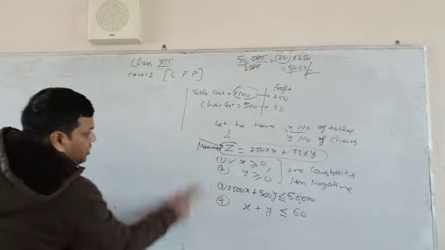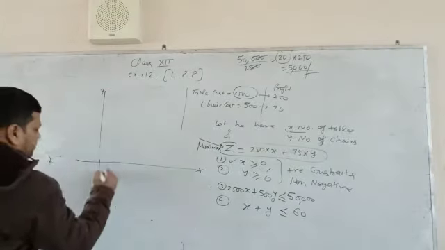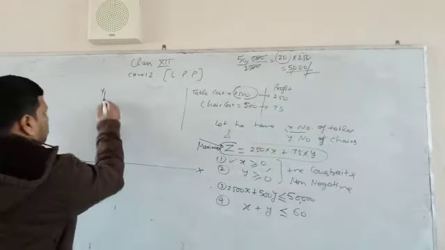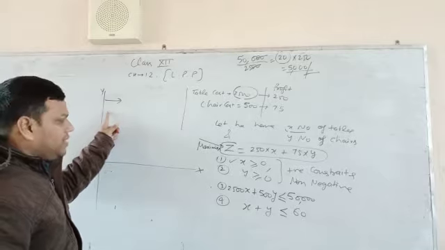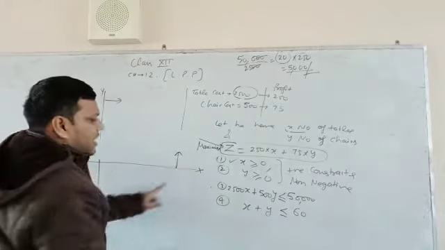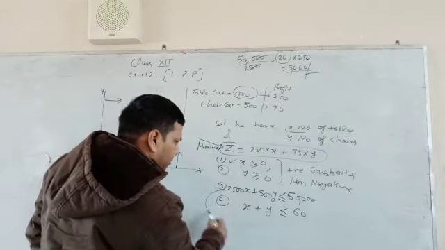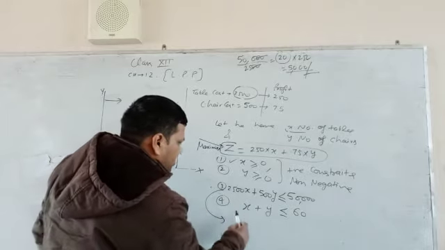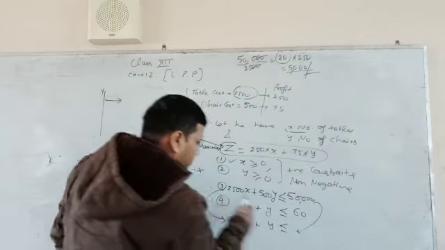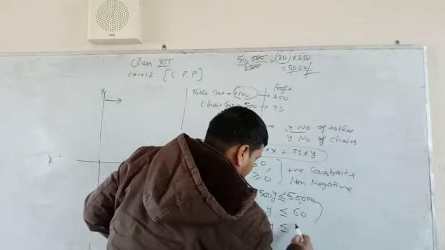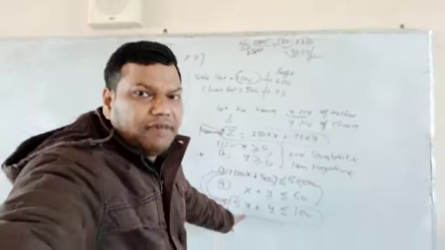Now first of all, we have to draw the graph. x is greater than or equal to 0 means the y axis, right? And y is greater than or equal to 0 means the x axis. You know that. Now can you solve this equation by dividing by 500? It will be 5x plus y less than or equal to 100. I am changing this equation, so you can have this equation now.